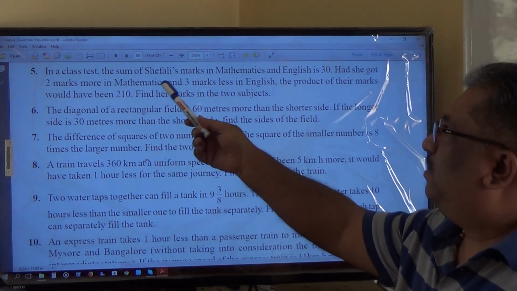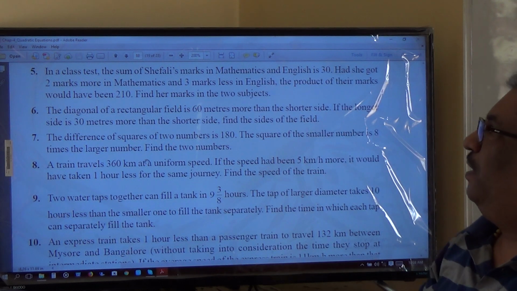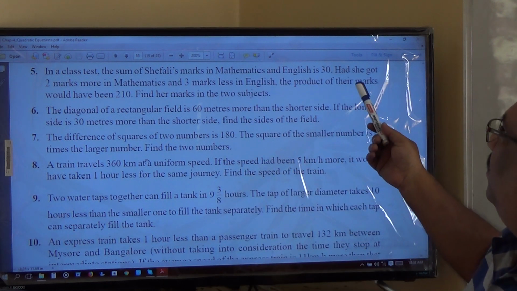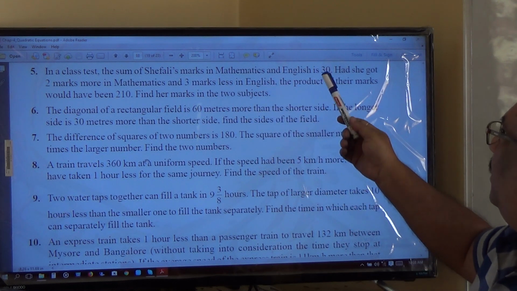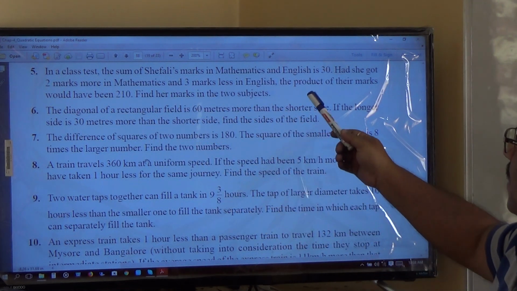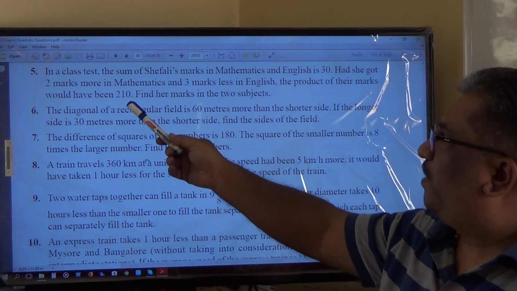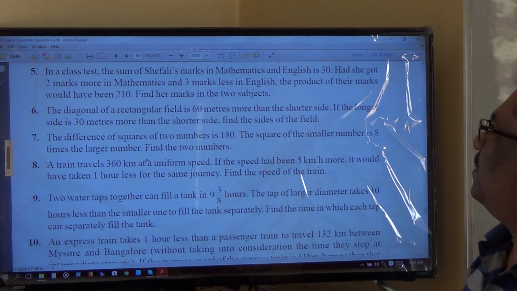In a class test, the sum of Shefali's marks in mathematics and English is 30. Isn't it? Had she got 2 marks more in mathematics and 3 marks less in English, the product of their marks would have been 210. Find her marks in the 2 subjects.